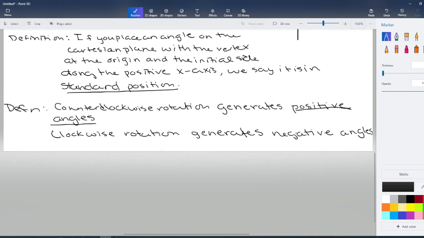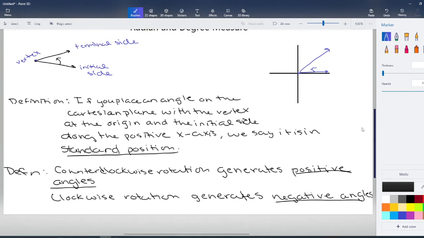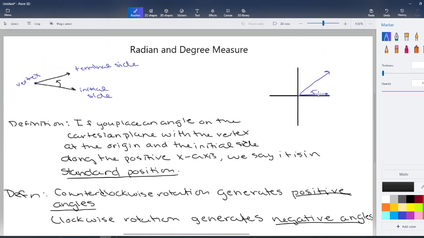So again, when we look at what it looks like here, it's starting to open up with counterclockwise rotation. That's going to give you a positive angle. If it's starting to open downward like this, that's going to be a negative angle.